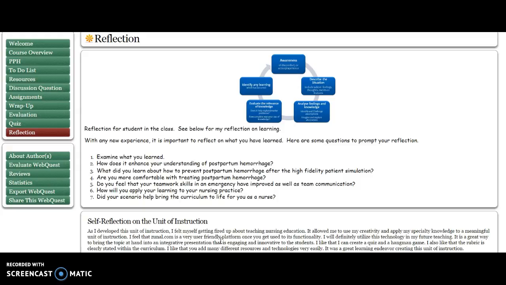I see that you got fired up about teaching. The technology is very user-friendly. I enjoyed Screen-O-Matic, and I'm glad to see that you'll utilize it in your future teaching. So that's my technology challenge for this week.